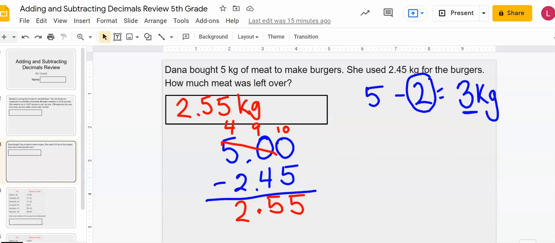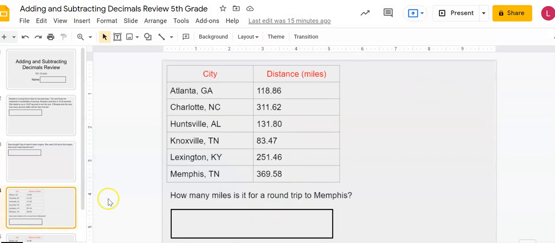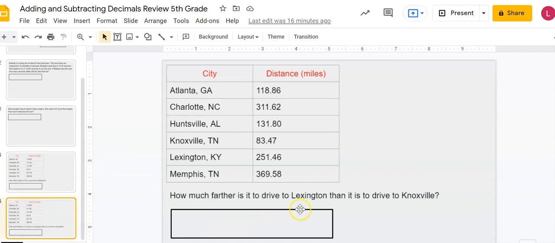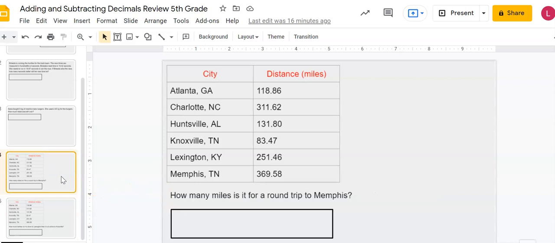So let's look at the next one. On the next two, we are using some data from a chart, and here are some cities and the distance in miles. So all of these are distances, and then it asks us a question about that data. And the next one is also a question about that data. So I want you to try to solve both of those. Let's look at the questions. How many miles is it for a round trip to Memphis?